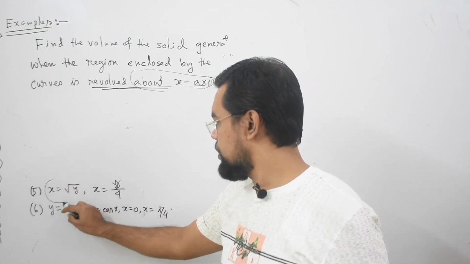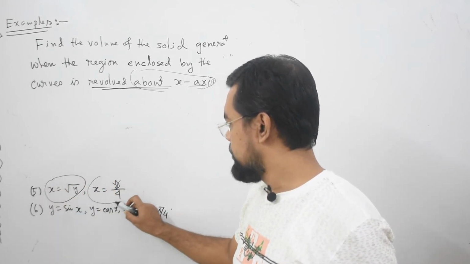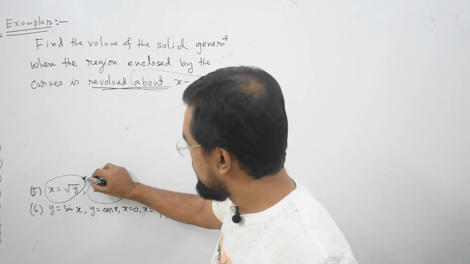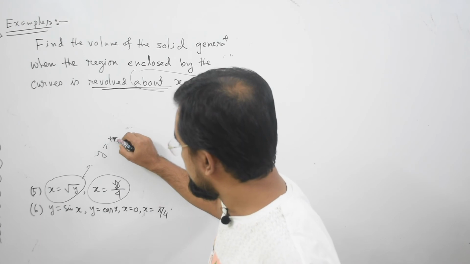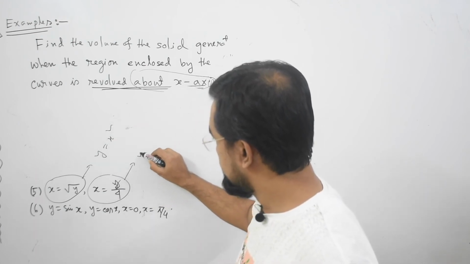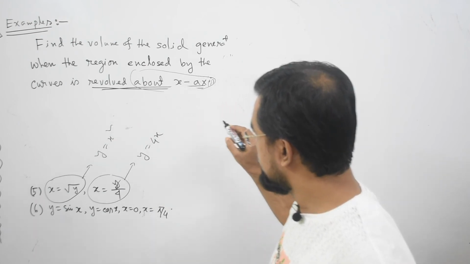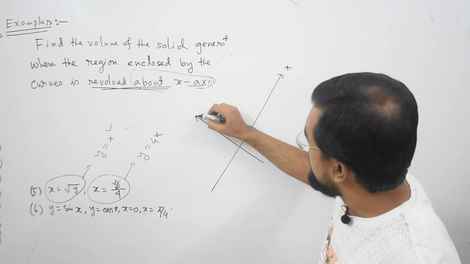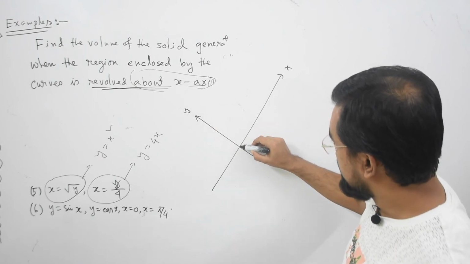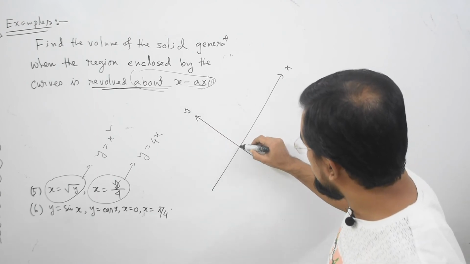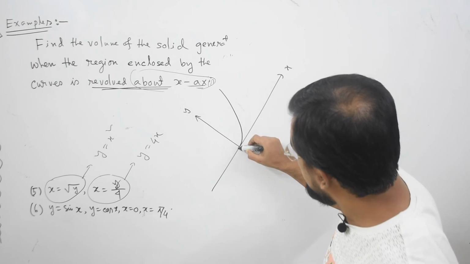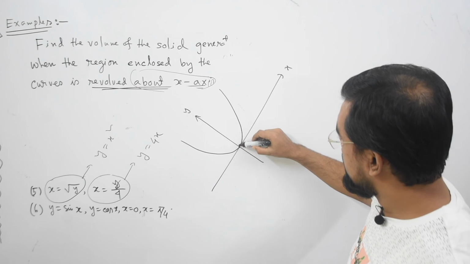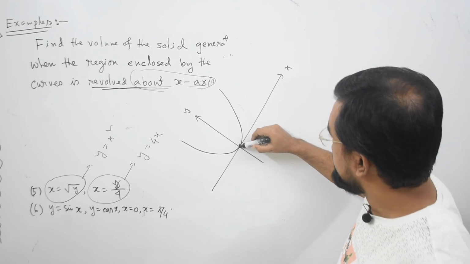So now let's try to solve example 5. Here we have also two graphs, so it means we have two equations. The first one is y equal x square, and the second one is y equal 4x. So let us sketch the graph first. y equal to x square is a parabola which opens up, and y equal to 4x is a line which will be something like this.